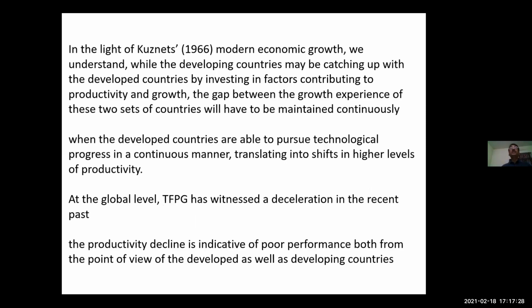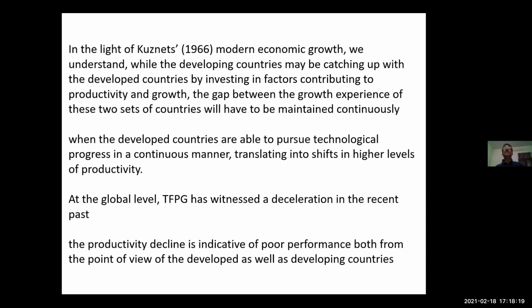In the light of Kuznets' modern economic growth, we understand that while the developing countries may be catching up with the developed countries by investing in factors contributing to productivity and growth, the gap must be maintained. The developing countries will be able to catch up with the developed nations, but the developed nations should not allow the developing countries to catch up. So there lies the fact that the developed nations have a greater responsibility in realizing higher and higher levels of total factor productivity growth. And that will come primarily through technological advancement or technical progress, so that the developed nations will always be much ahead of the developing countries.